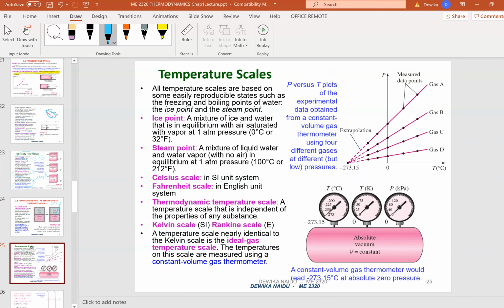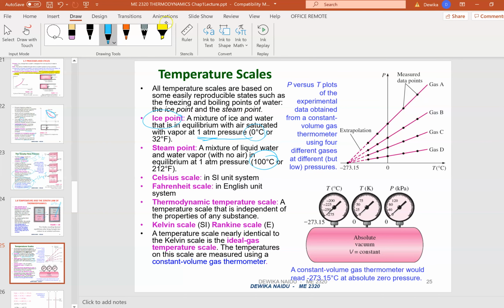So we have temperature scales where the reference is always water at 1 atm. The ice point will be at 0 degrees: 0 degrees C is the ice point at 1 atmosphere. The steam point will always be 100 degrees C.